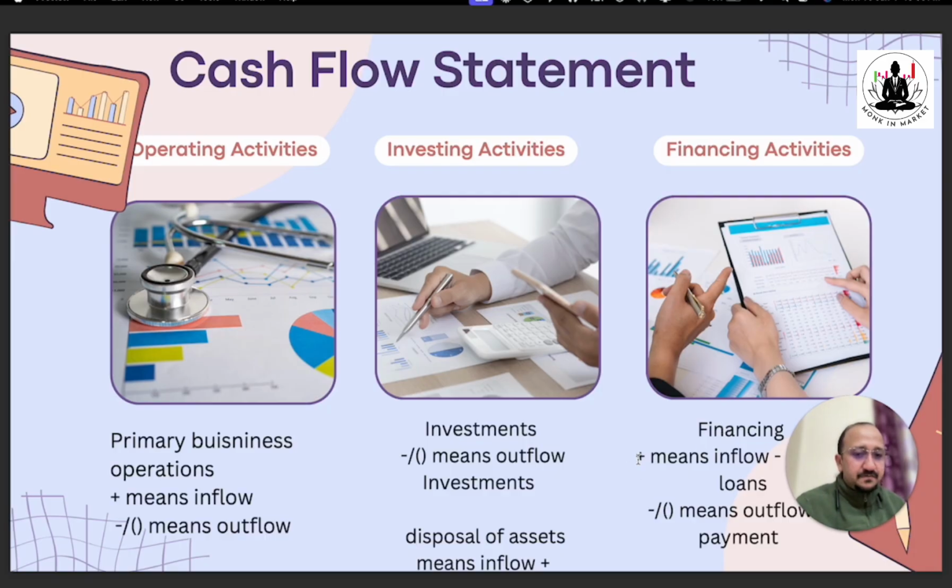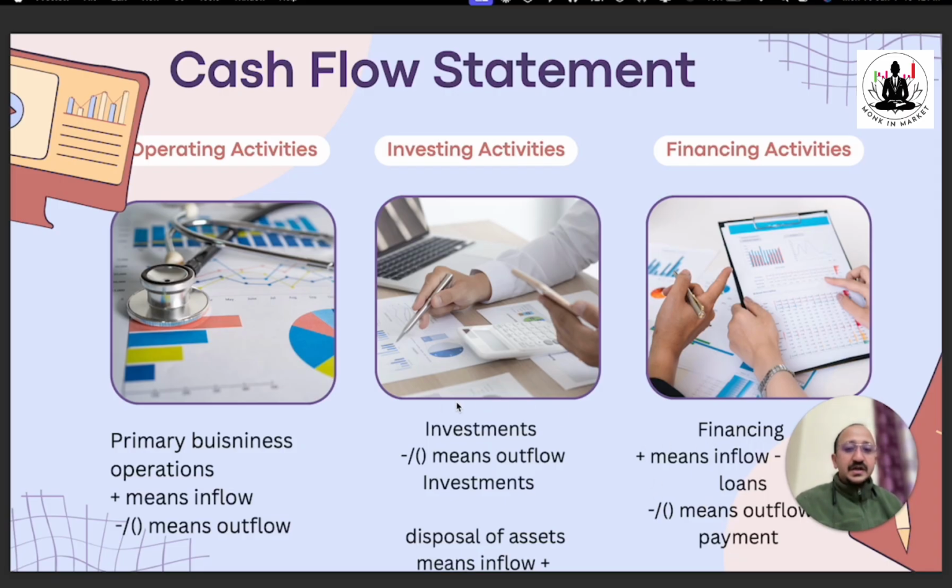So if it is positive, it means I am taking some money from somewhere. It could be a bank loan, it could be bonds, it could be equity as well. All the things from where I can take the money. And if it is negative, it means I am repaying it back. I am repaying some kind of interest on the loan whatever I have taken, or I am repaying the bonds.